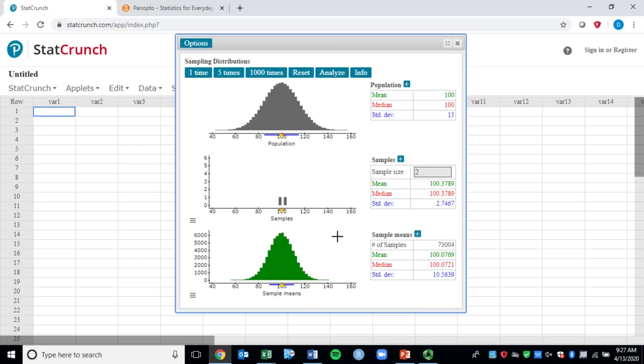All right. So now, hopefully you got that. Stick with me. All right. What I'm going to do here is I'm going to increase the sample size from 2 up to 50. Okay? Let's think of what's going to happen to the sampling distribution of X bar down here.